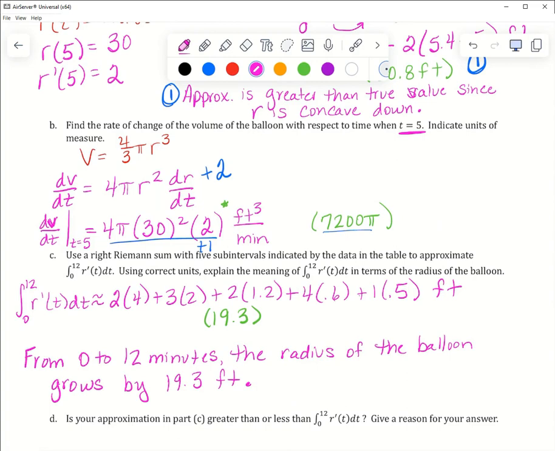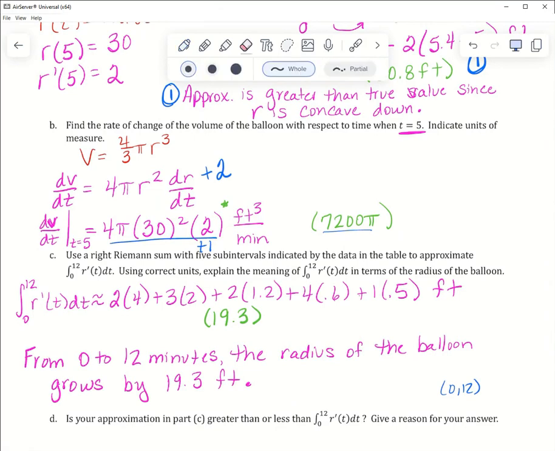From 0 to 12 minutes, the radius of the balloon grows by this amount in feet, or something like that. I don't like that. You don't have to get the number, but I'm saying you should talk like a normal person. In grading, I saw a lot of mathematical notation on the 0 to 12 part. You shouldn't have mathematical notation. It should be a sentence that you're writing.